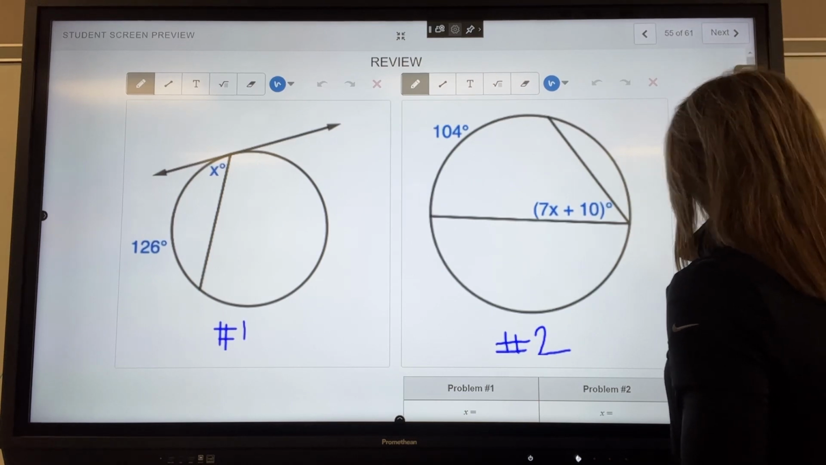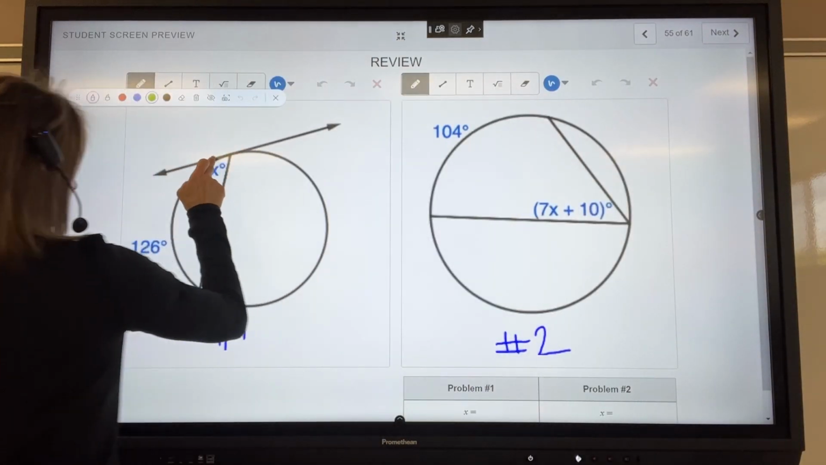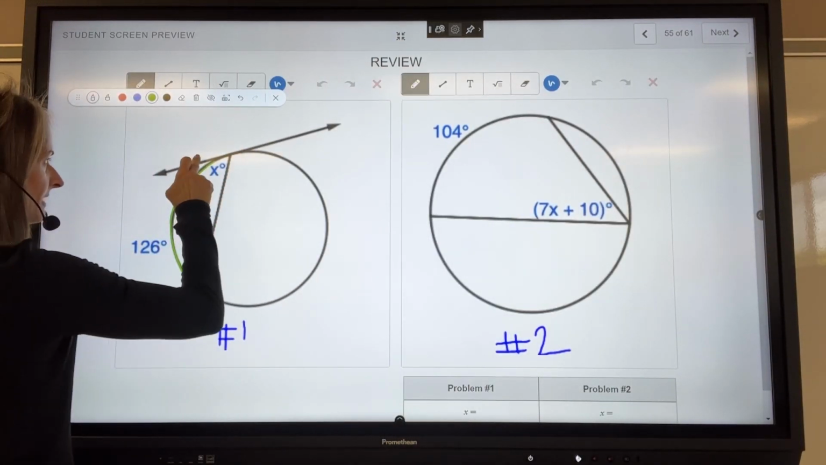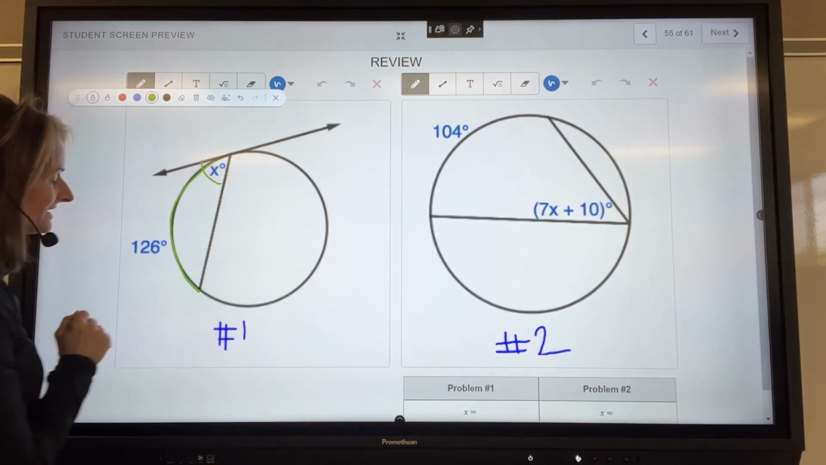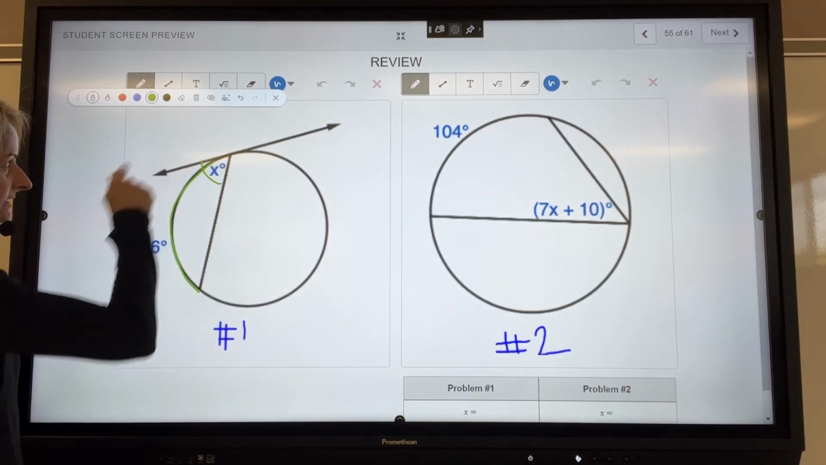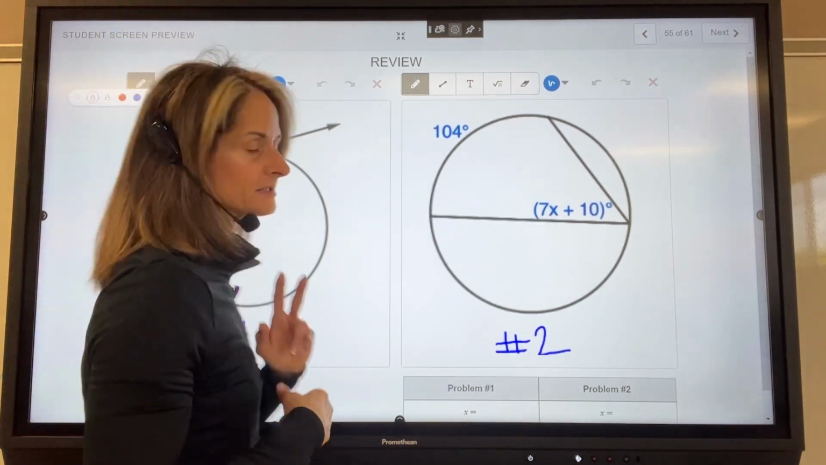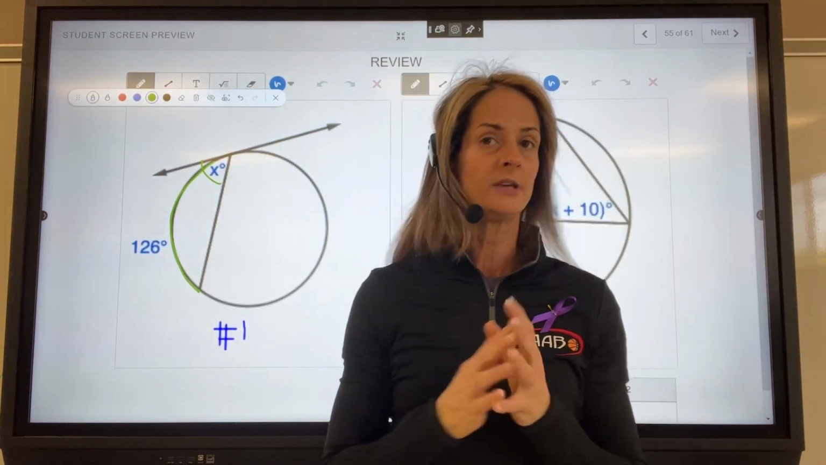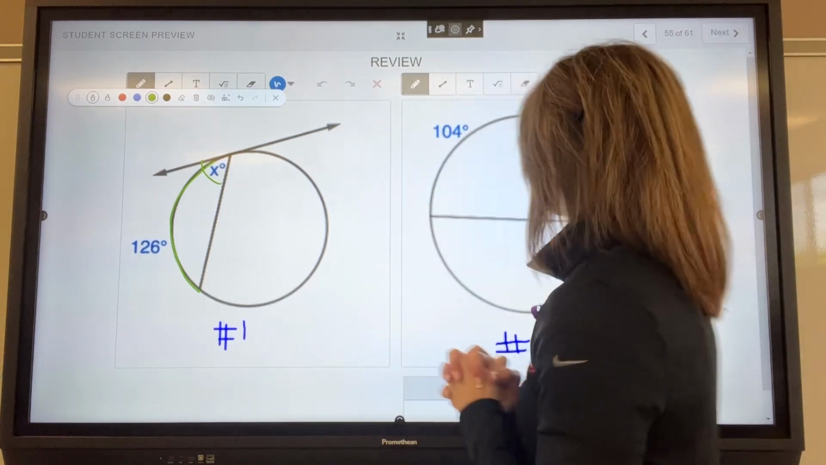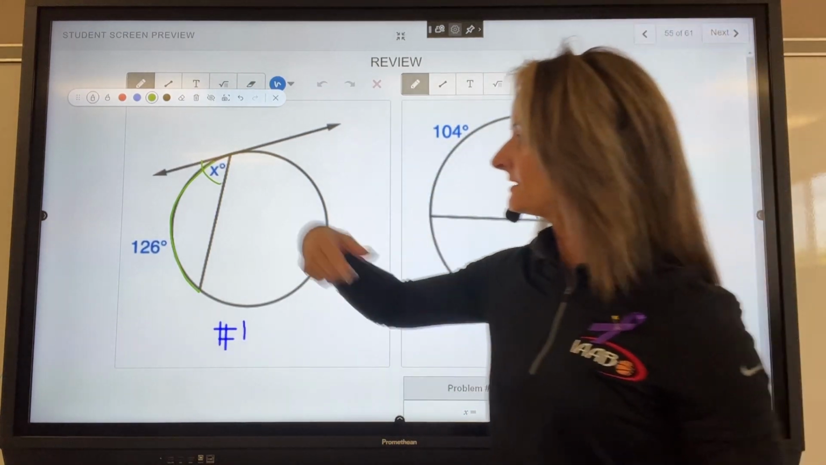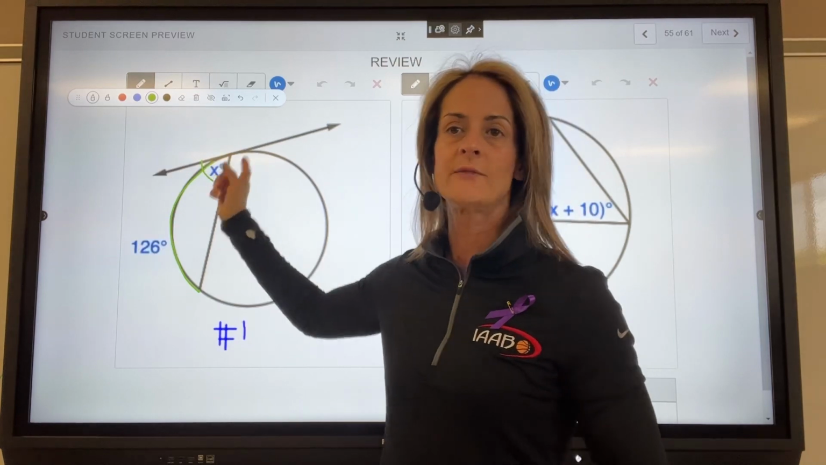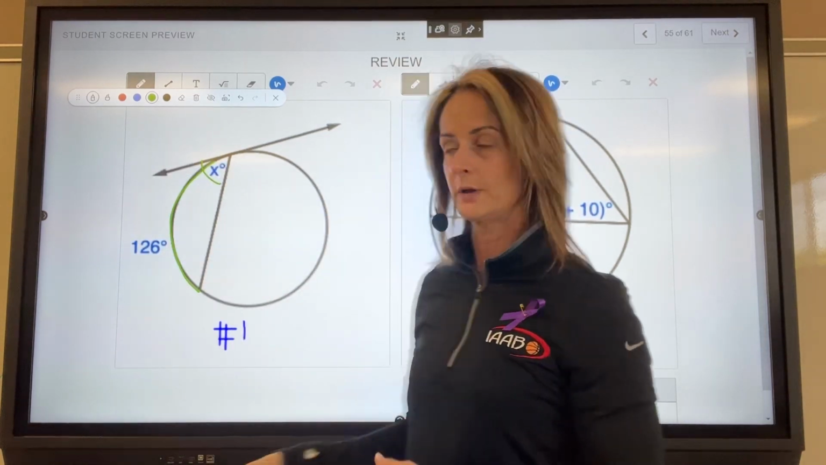First one, the relationship between the measure of this arc and the measure of this angle. This angle is half. So what's 126 divided by 2? 63. Okay, the measure of this angle, x equals 63 degrees. And sometimes they'll give you the angle and ask you for the arc, and you have to multiply it by 2. It depends on which way you're going.